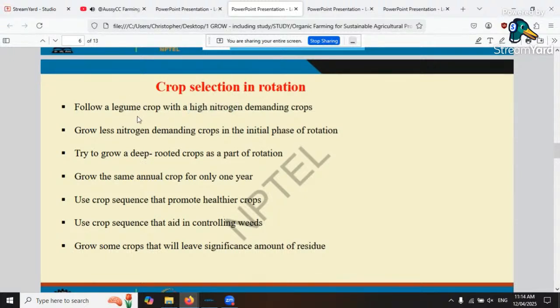Grow less nitrogen demanding crops on the initial phase of rotation. Try to grow deep-rooted crops as a part. Grow the same annual crop for only 1 year. Use crop sequencing that promotes healthier crops. Use crop sequencing that aids in controlling weeds. Grow some crops that will leave significant amounts of residue. That's the big important bit, the residue, because you want all the nutrition bound up in the residue.